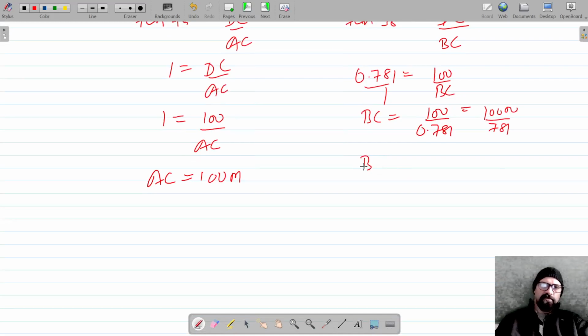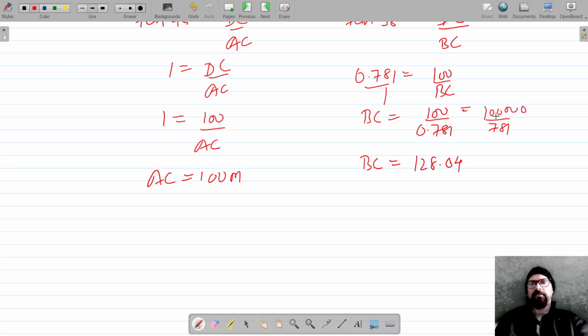So BC will come out approximately 10,000 divided by 781. So 10,000 divided by 781 is 128.04, sorry. 128.04 is BC. Actually, there will be three zeros, so it's 1 lakh divided by 781, which is 128.04 meters.